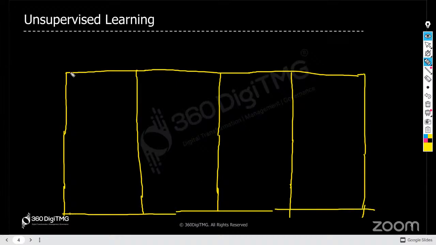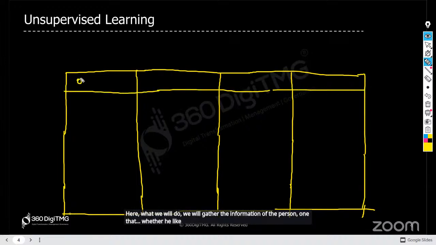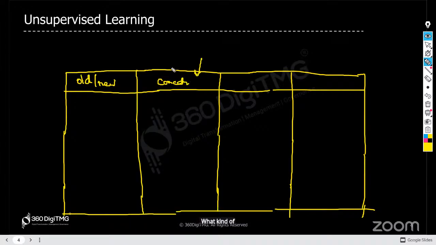Here, what we will do is gather information about person one: whether he likes old or new movies, what genre of movie he likes, is it comedy, what is the age of the person, and which region he belongs to. Maybe he belongs to the east side of India. You never know which region the person belongs to.